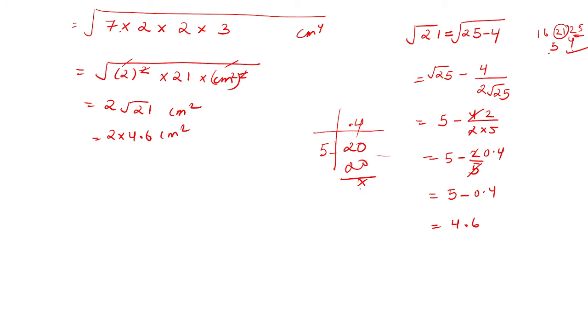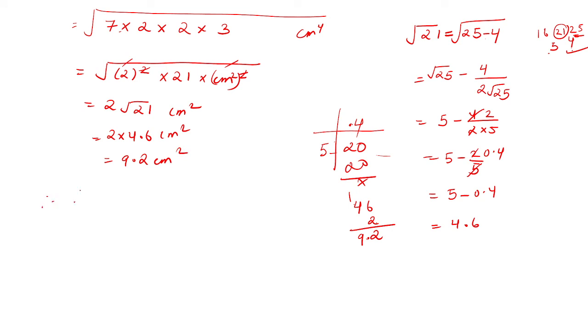Let us do the multiplication. 46. Don't put the points now, only at the end you put them. So 6 into 2, 12. 4 into 2, 8, 9. So how many decimals? After the decimal, how many numbers are there? Only one number is there, right? So you get this as 9.2 centimeters square.